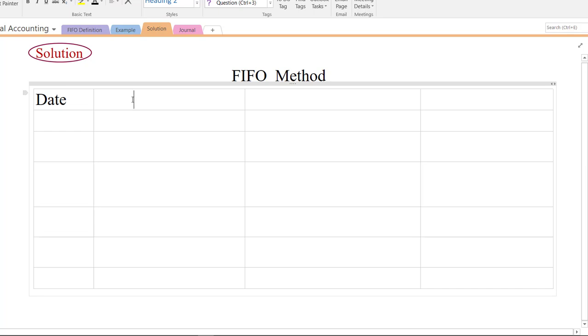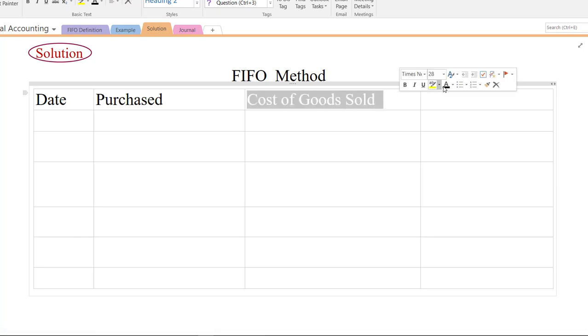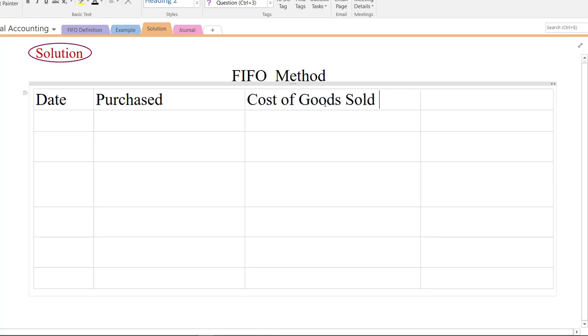That is, when the inventory came to the business and when there is sales, or when the inventory is going out of the business. Next one is, students, that we have purchased. It means the total number of inventories which came to the business. And in the next column, we have cost of goods sold, which you can abbreviate as COGS, or you can write it as CGS as well. And the last one is, students, inventory balance.